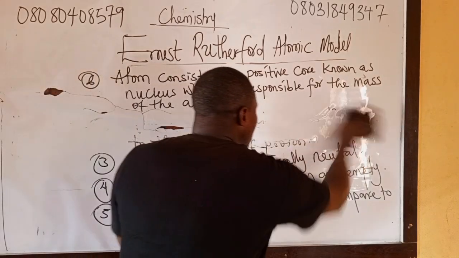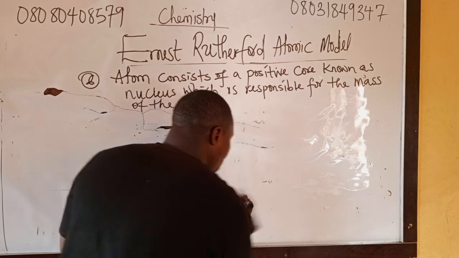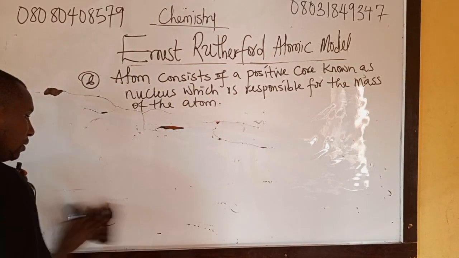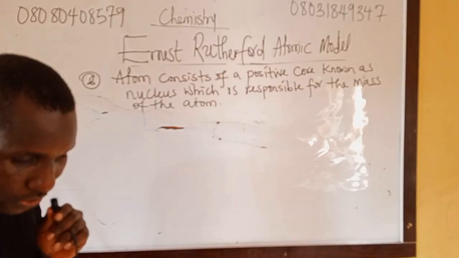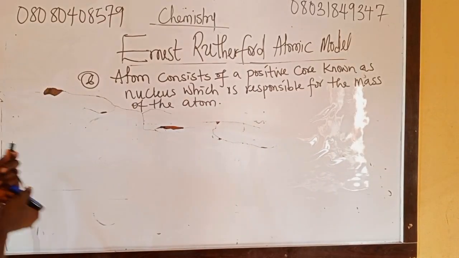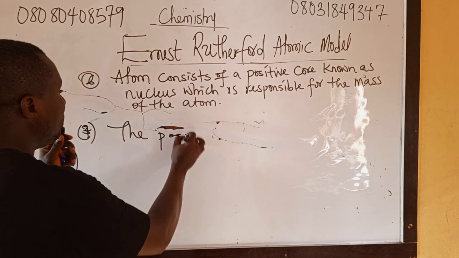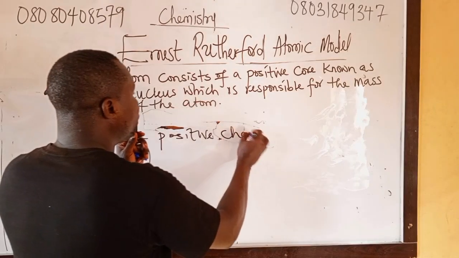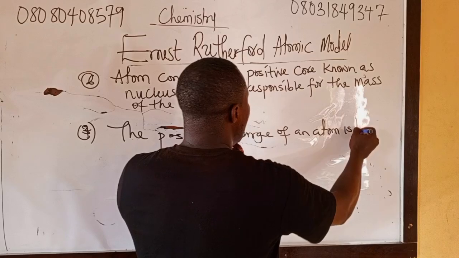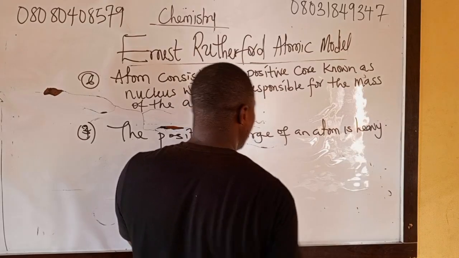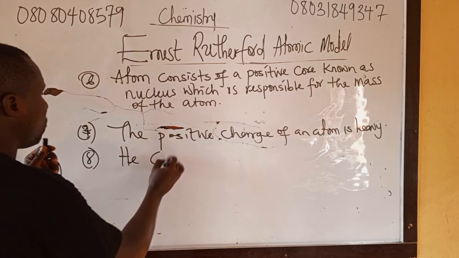Number 7. He calculated the radius of an atom. Yes, he discovered the radius of an atom. And he said that, number 7, the positive charge of an atom is heavy.